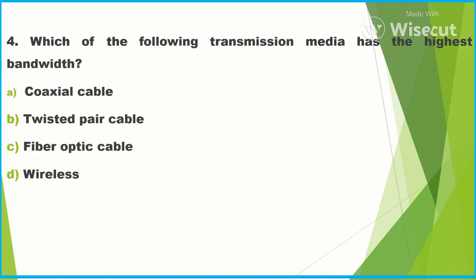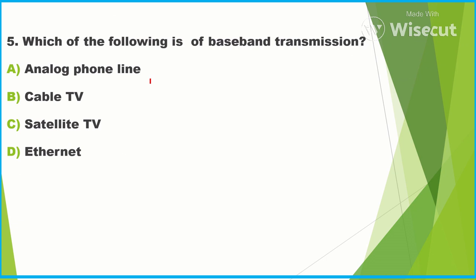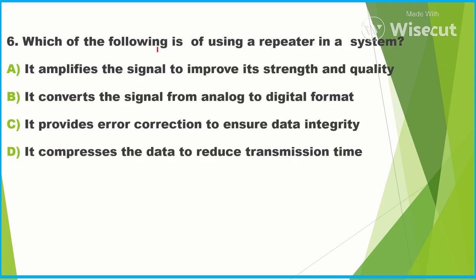Next one, which of the following transmission media has the highest bandwidth? That is fiber optic cable. Next question, which of the following is of bandwidth transmission? That is for Ethernet. Which of the following is the use of a repeater in a system? See, it amplifies the signal to improve its strength and quality. So the repeater takes a weak or corrupted signal and it regenerates it.